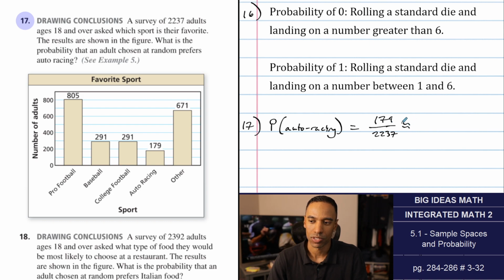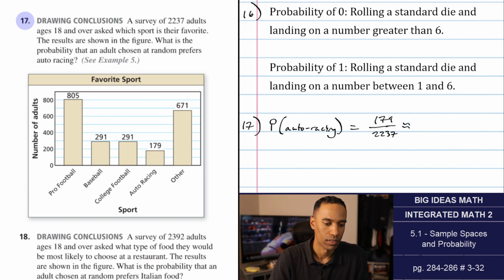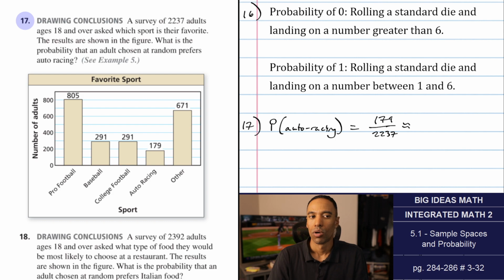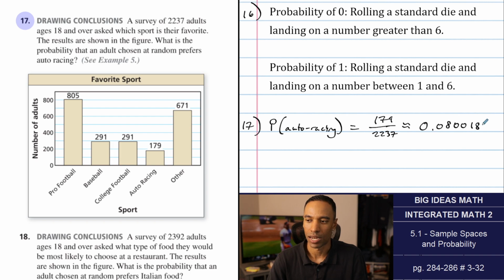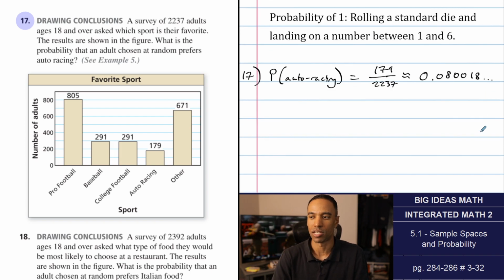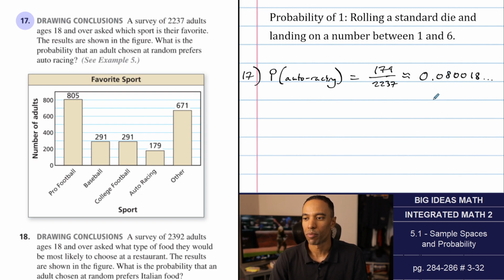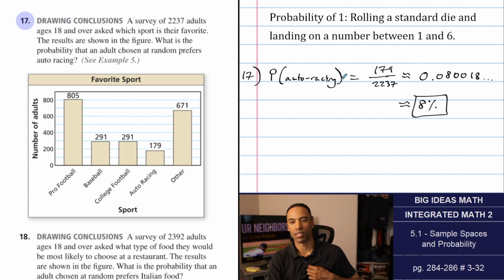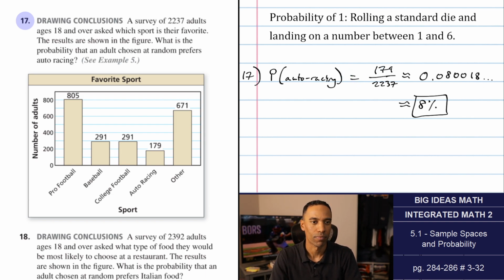And that's about, let's see, 179. I'll first write the decimal, 0.08001, and it kind of does an 8 and some other stuff. It does a 7, but I'm just rounding up. So from there, that's around 8%. 8.00%, I mean, 8% probability.